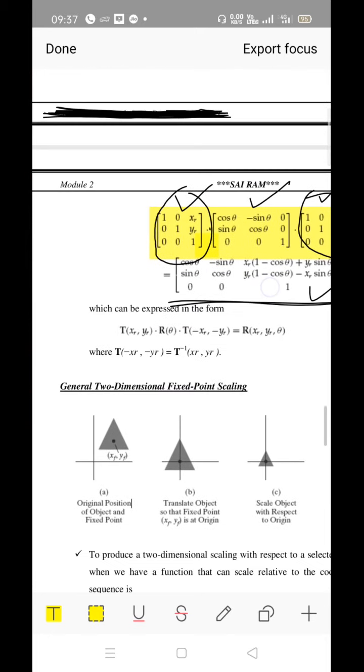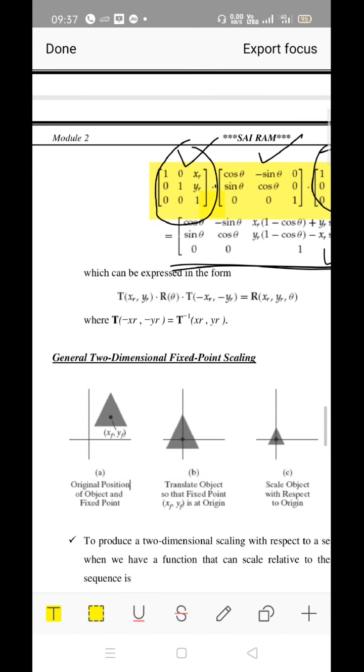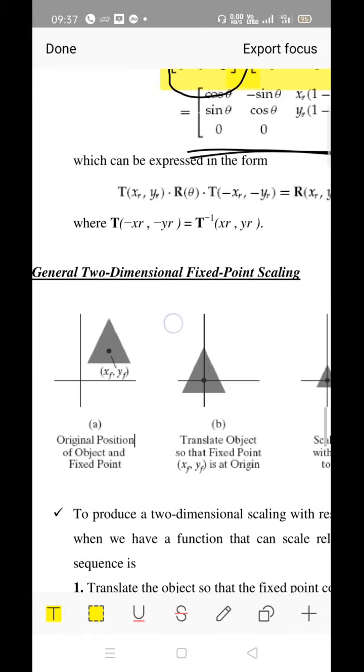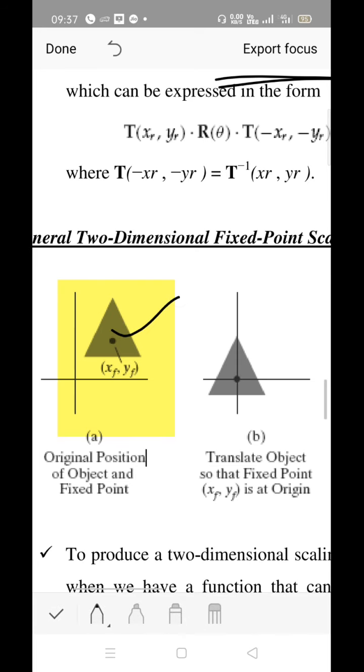Okay, fine. Similarly we can apply the concept for scaling as well. General two-dimensional fixed point scaling is written. As you can see, the same object is taken. We are going to resize the object. Let the pivot point be xf, yf. Earlier we denoted it as xr, yr for rotation. This is for scaling. This is the origin or midpoint of the triangle or object. Please remember, it is a non-rigid body transformation. You have to bring the model to the origin of the plane, then perform the necessary task. That's why the first step is bringing the model to the origin, which you can see, the triangle is brought onto the origin.